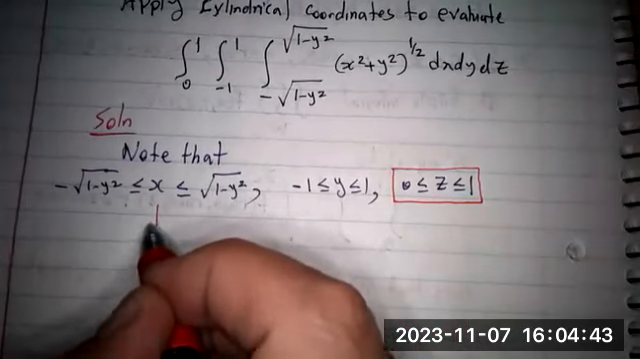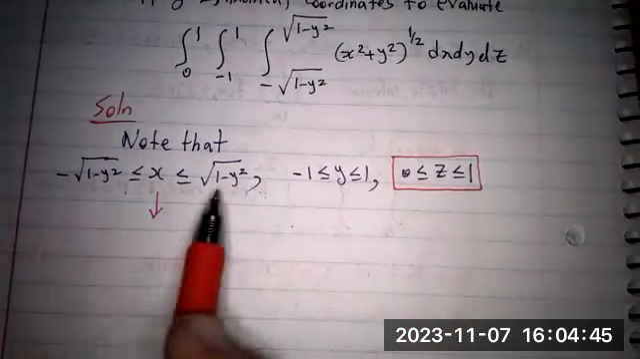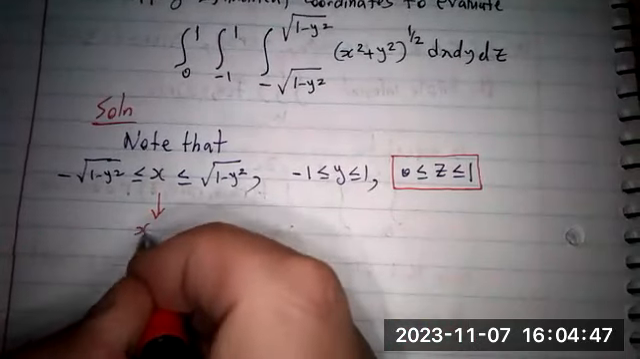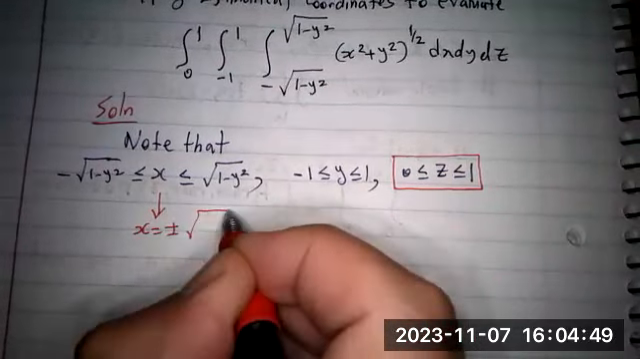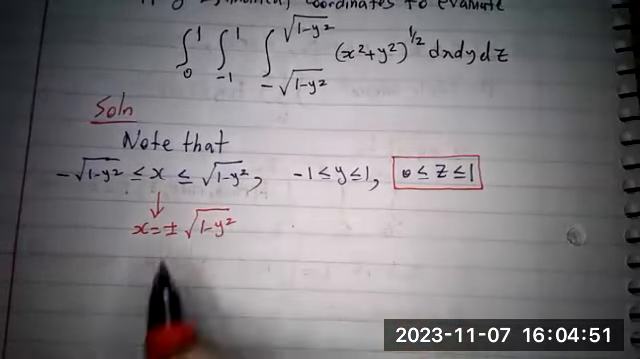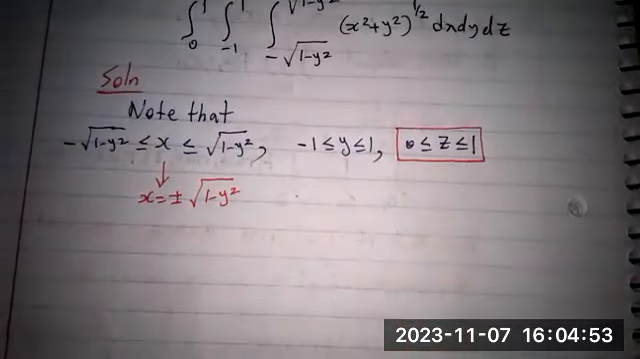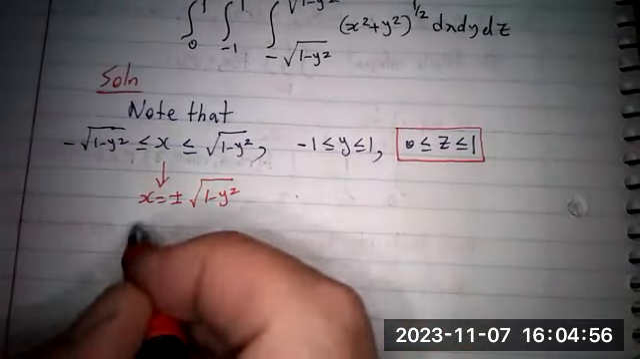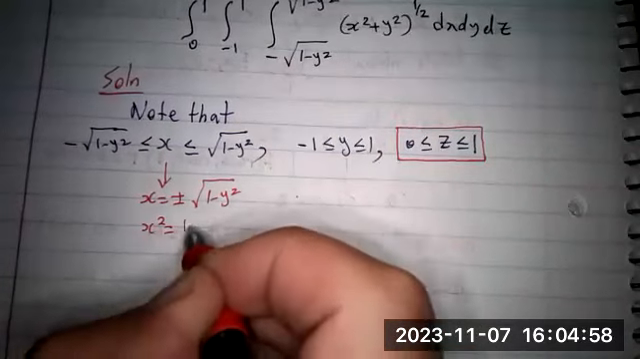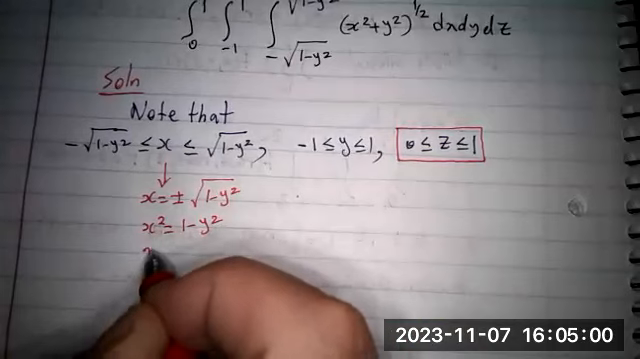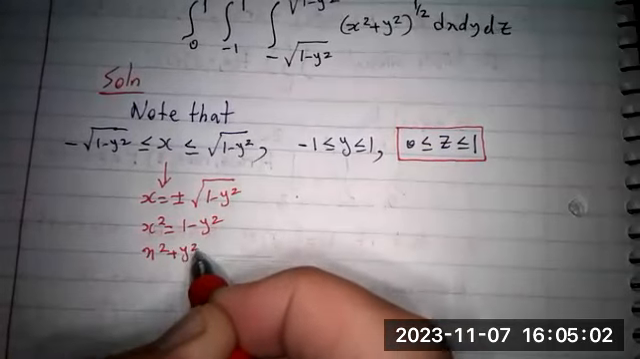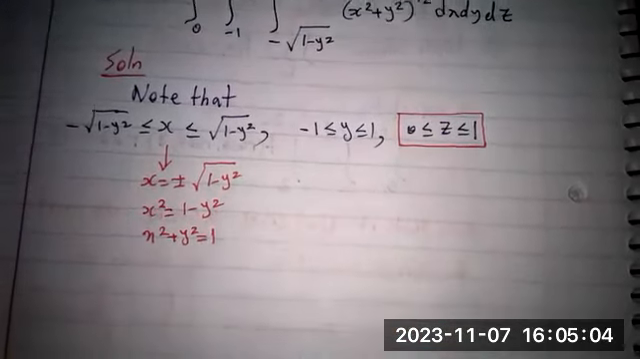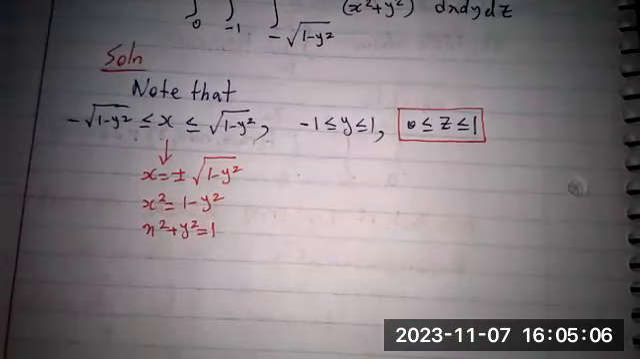So what you do is this. You start with the x. So you let them be equal to each other. So you have x equal to positive or negative the square root of 1 minus y squared. In order to find out what shape this is, square it. So that gives x squared equal to 1 minus y squared. So that gives x squared plus y squared equal to 1. What shape is this one? x squared plus y squared equal to 1.